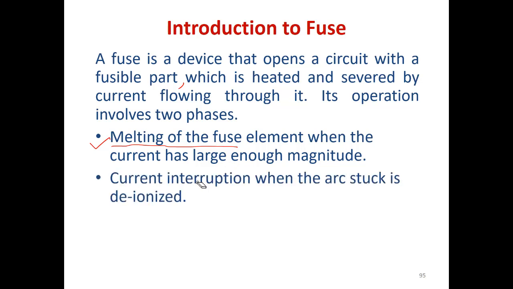And the second part is current interruption. As soon as the fuse element is melted, the current is not yet interrupted because of the arc. The current is interrupted when the arc is stuck because of the deionization phenomena. Because of the deionization phenomena, the arc becomes stuck. At that time only, the current becomes interrupted.